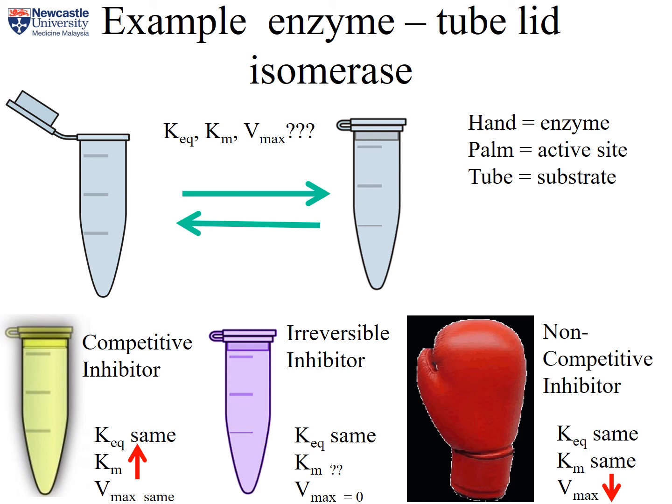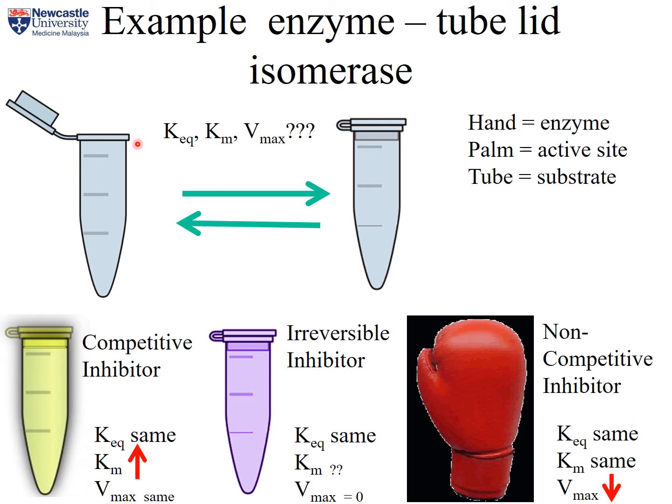Okay, let's have a thought experiment. Imagine if your hand is an enzyme, then your palm is the active site, while the substrate in this case is a tube. By flipping the lid of the tube on and off, your hand actually functions as an isomerase. And there are three important parameters to consider: Keq, Vmax, Km. Keq is the same in all cases of inhibition.